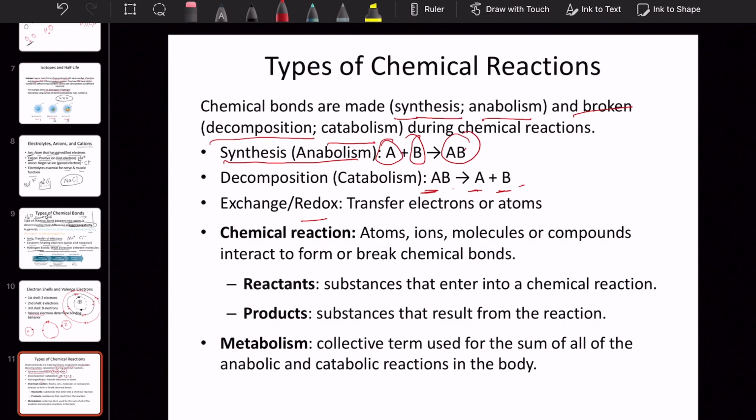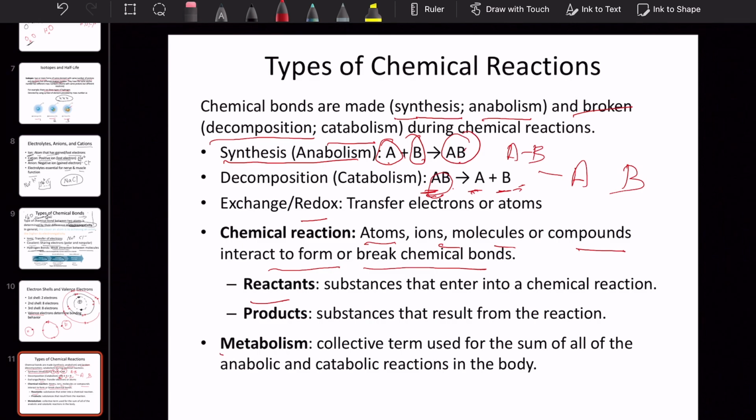So in chemical reactions, atoms, ions, molecules or compounds interact to form or break chemical bonds. In this case, a bond is formed, so it should be A to B. Here the bond has to be broken down into A and B. In this case A and B are reactants and this is the product. In this reaction, AB is the reactant and these are the products.